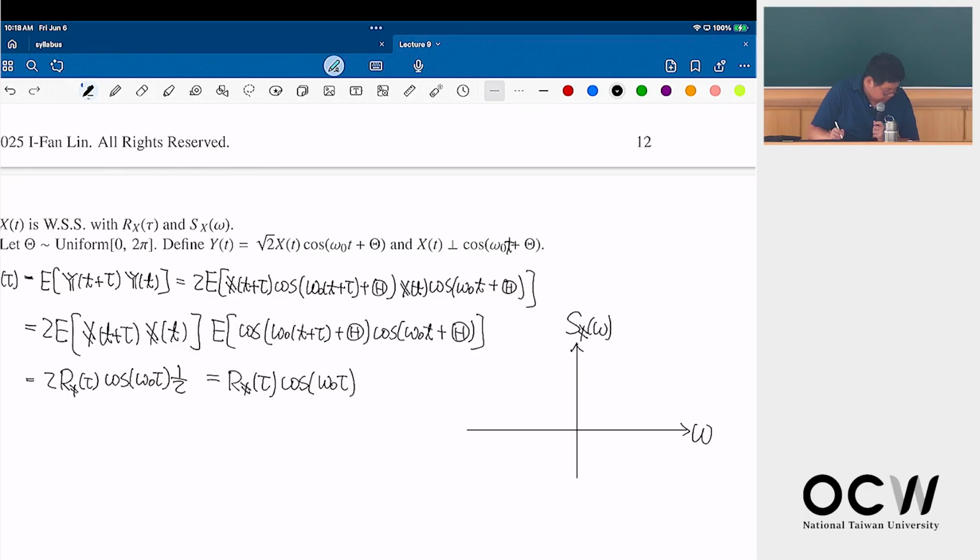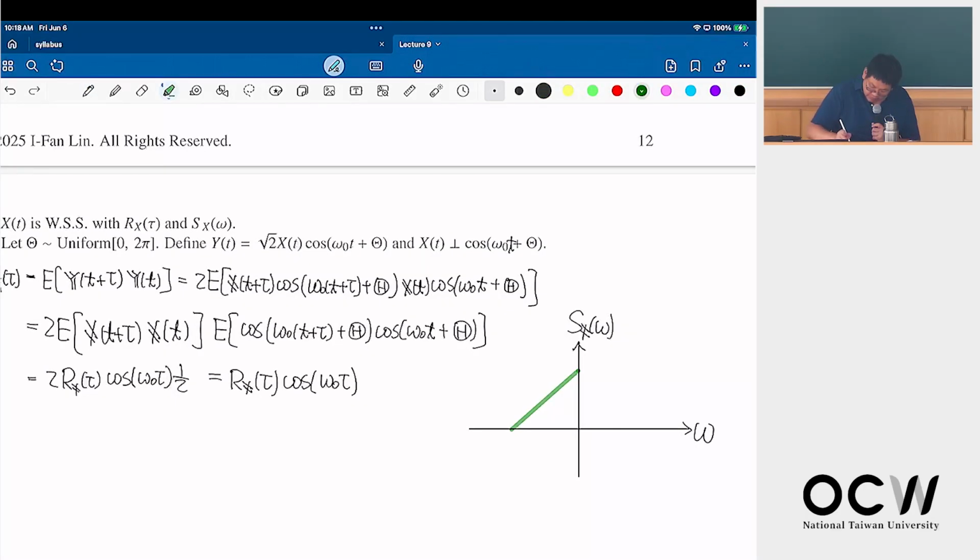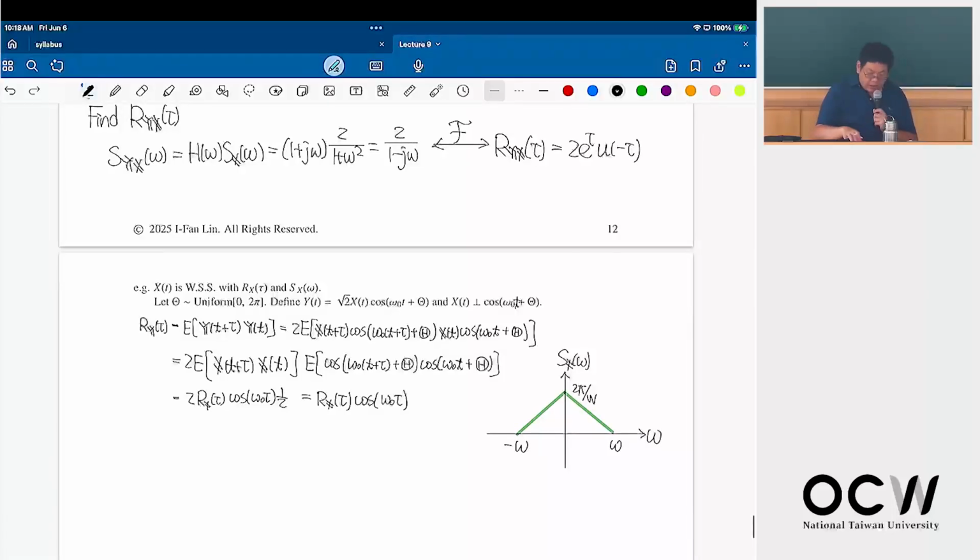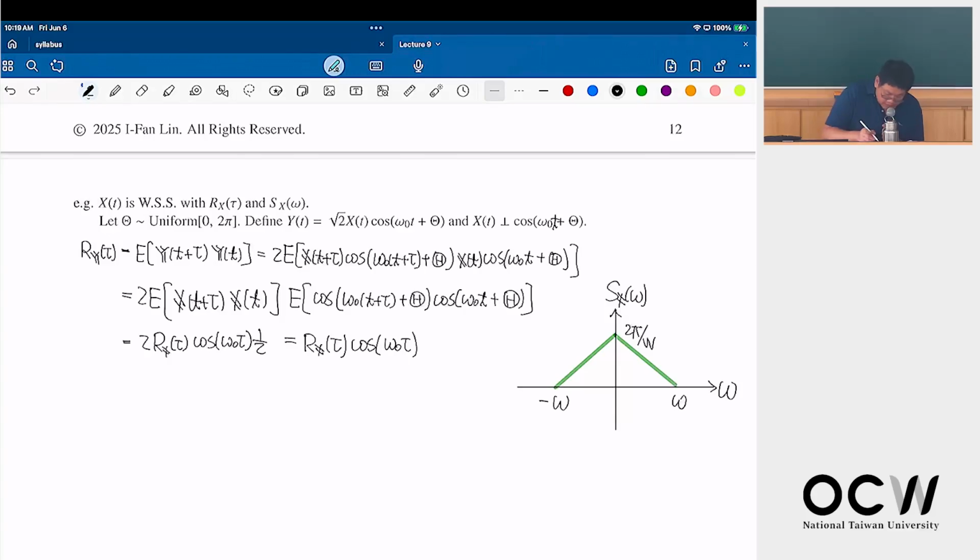I just give you the spectrum. Minus omega, and 2 pi over w. So if I give you the spectrum, you can get the autocorrelation, because we also need the autocorrelation here. So the autocorrelation is the inverse Fourier transform of your spectrum. And then this will be the sinc square function.